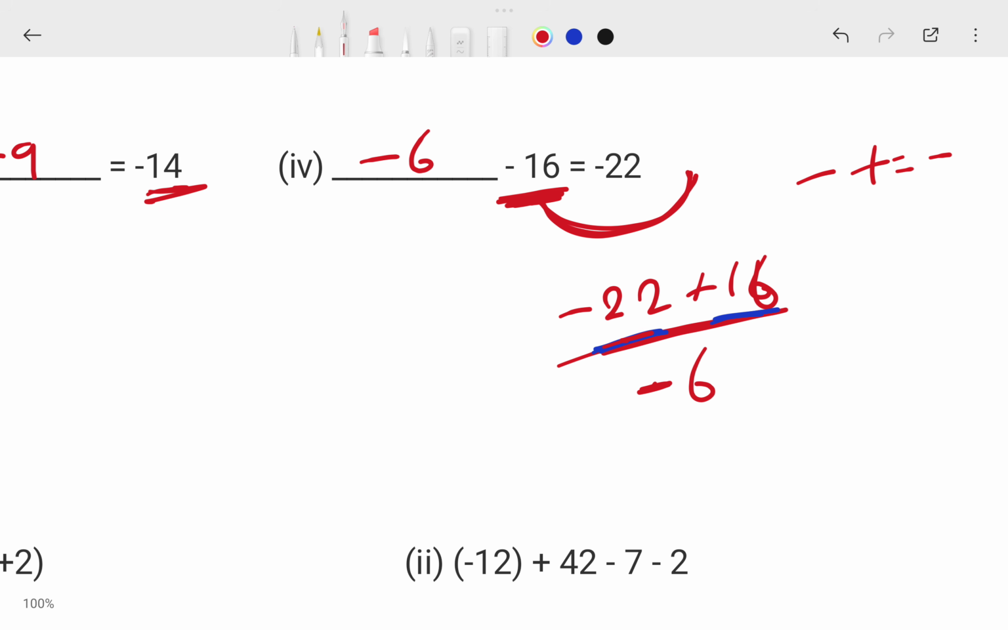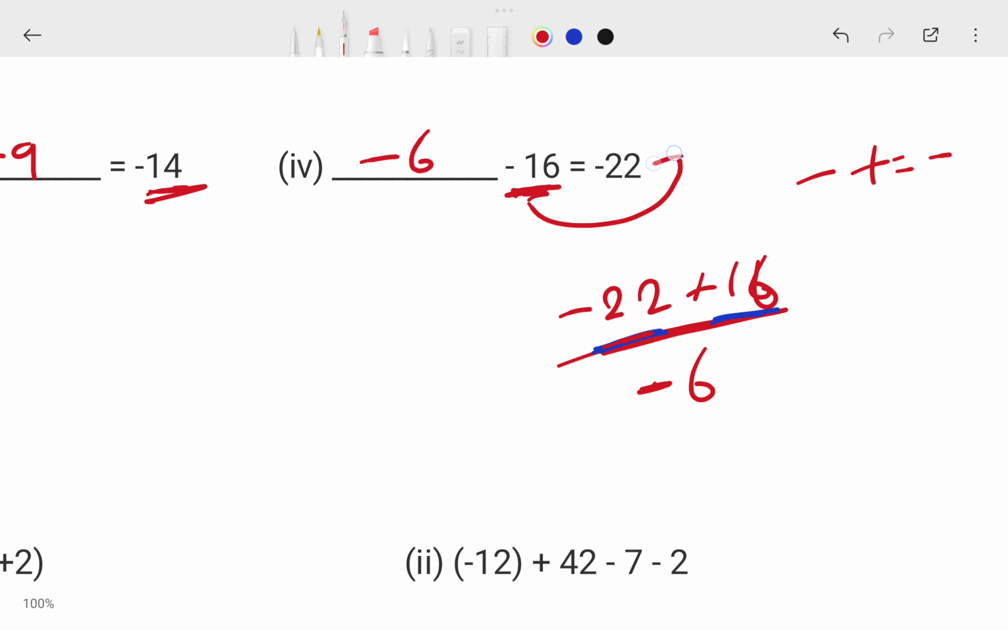Why is our answer minus 6? Just simple, it is nothing hard. Why? Because this is minus 16, we don't know that value, that's why I just sent this 16 to that side. So when I send it, it is negative there now.